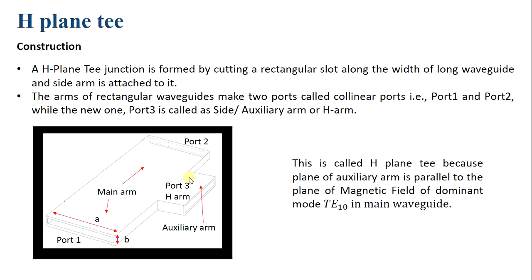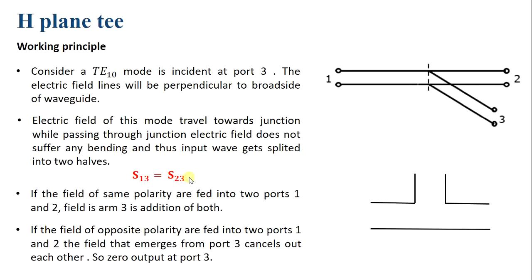This is called the H-plane T because the plane of the auxiliary arm is parallel to the plane of the magnetic field of the dominant TE10 mode in the main waveguide. So this is the construction of the H-plane T. Now we will see the working principle of the H-plane T. It can be represented with such a structure. This is port 1, port 2 and port 3.